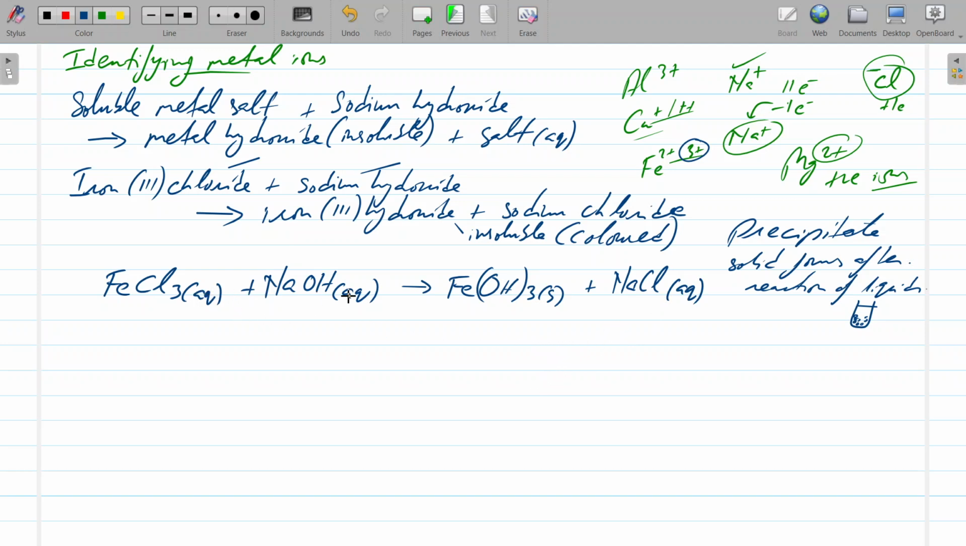Okay, so you've got these two aqueous solutions, sodium hydroxide and iron 3 chloride. And when they're reacting, you're seeing that the solid is forming. So when the solid forms, that is called a precipitate.